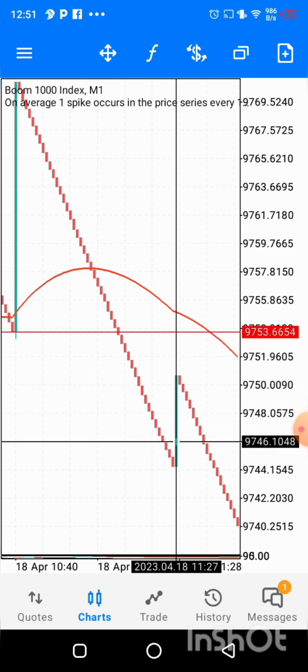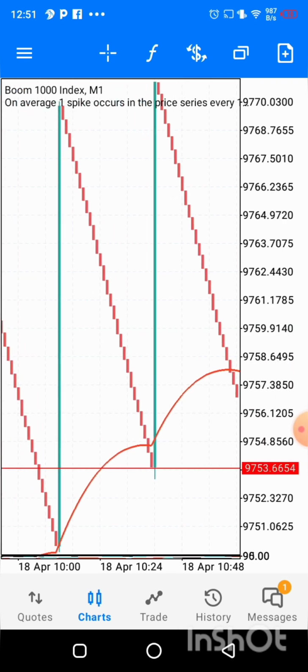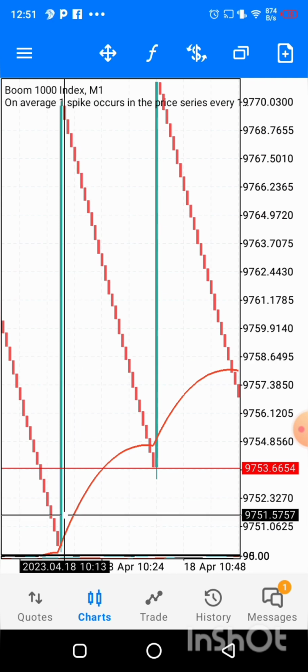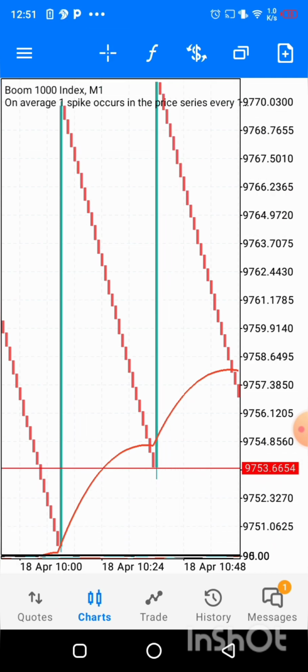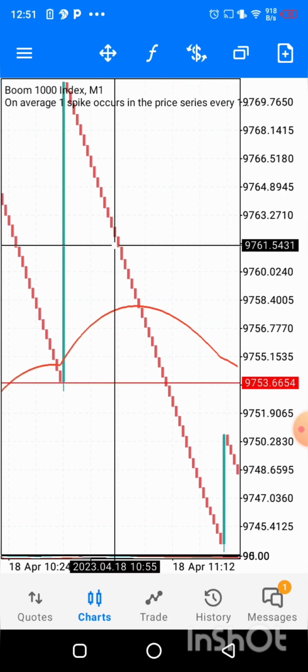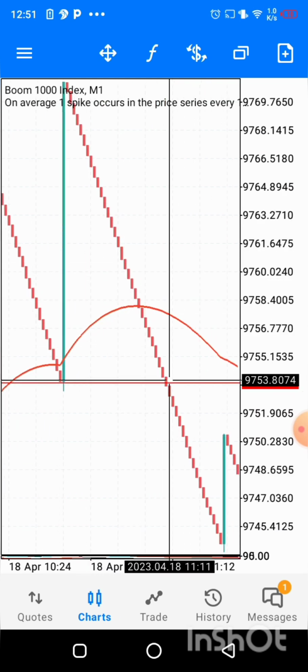You start seeing short spikes. See what happened at this point when price touched the MA. You see the massive spike. Another one, you see the massive spike, and immediately price broke this MA, went below the MA.